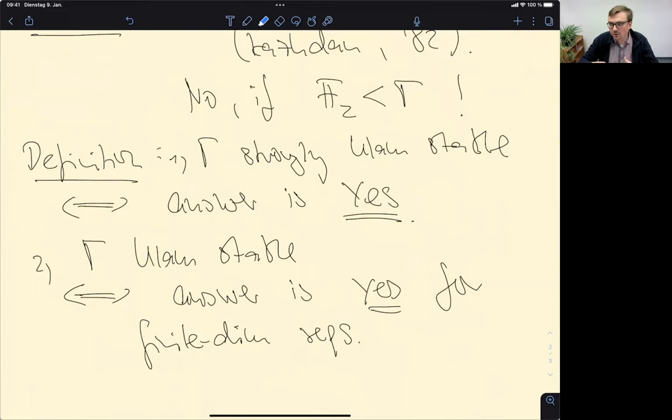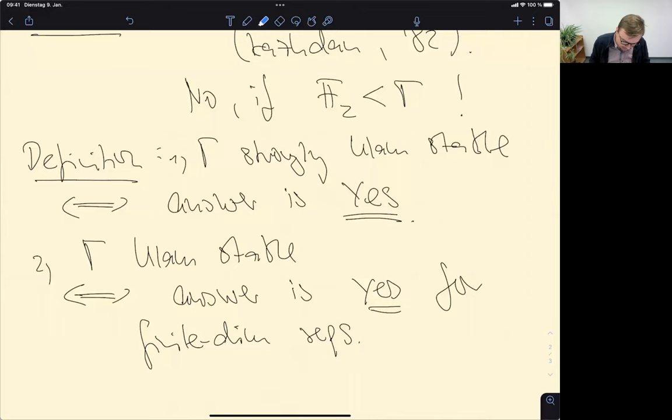I mean, you can study all kinds of properties. So we have singled out these two properties. We can also find examples of this even weaker form of Ulam stability where you would have the answer yes for any particular finite dimension. Maybe I will say something about this towards the end.